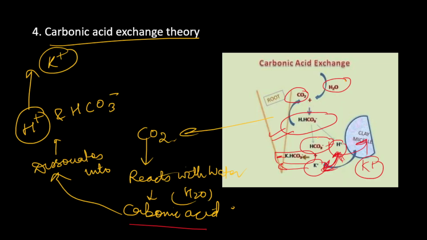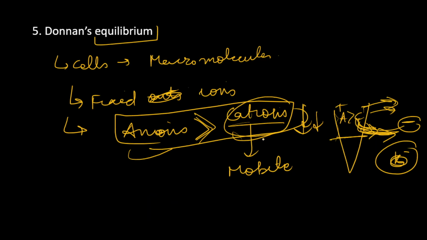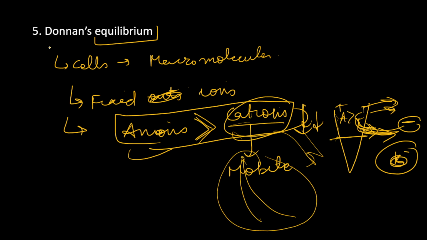Here carbonic acid is formed, and it breaks into H plus ions and HCO3 minus. Here H plus ions are exchanged with K plus ions, and this K plus ion gets absorbed with HCO3 minus into roots. And next is Donnan's equilibrium. To maintain the equilibrium, there is exchange of ions, because cations will move out. To maintain the equilibrium against cations moving out, the root will absorb some ions. This is Donnan's equilibrium. So these were the 5 theories.